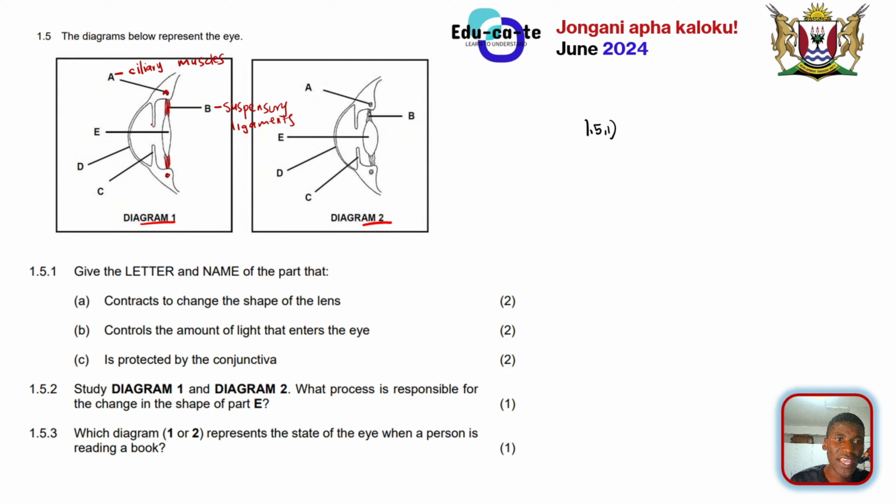And then we have part E. You can see that it is showing a round-like structure here, and this structure is known as the lens. And then part D, it is the outer part, the bulgy part of the eye, the one that is actually in front of the eye. It is transparent, remember, and it is known as the cornea. So part D shows the cornea. It is rounded, or convex.